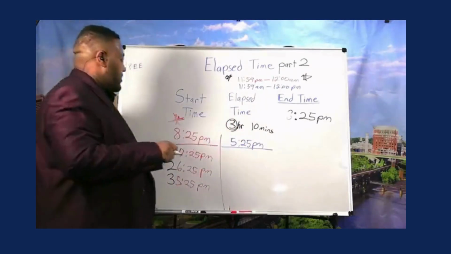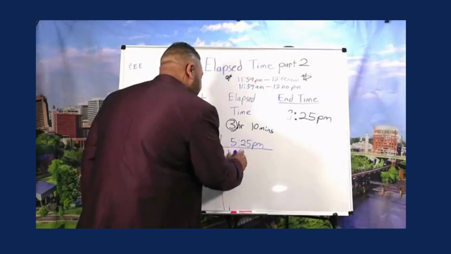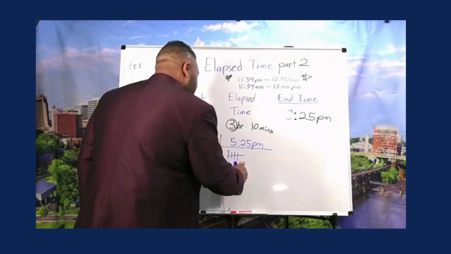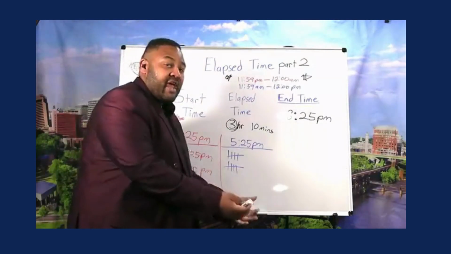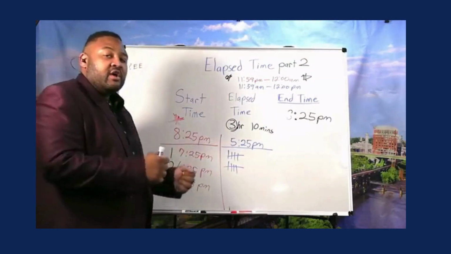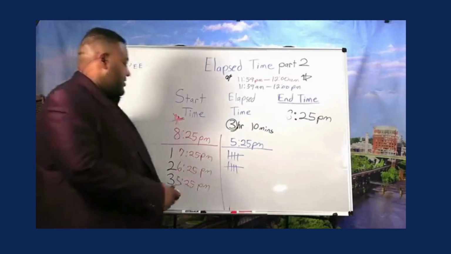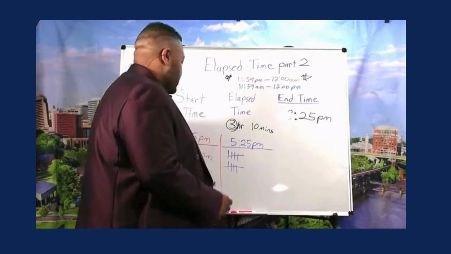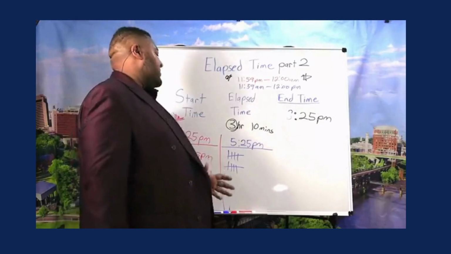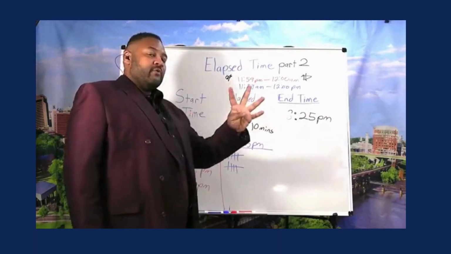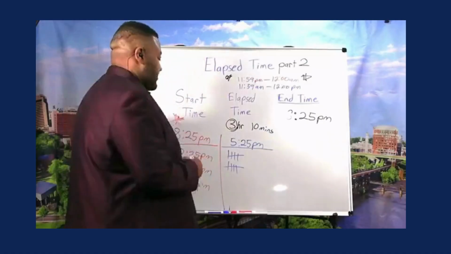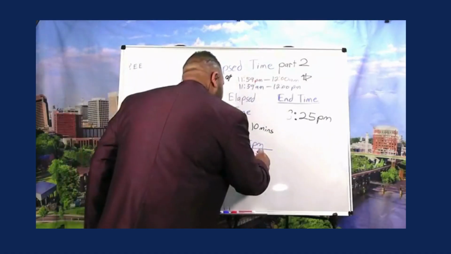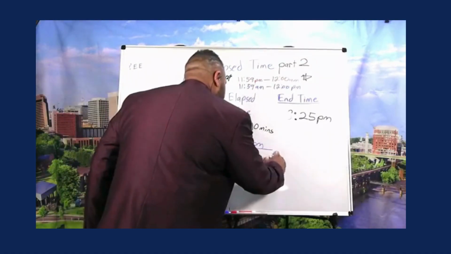So I'm going to go 5, 10. Don't forget, you got to go what? Say it with me. Backwards. Go backwards. So what does that mean? If you got 25, 24, 23, 22, 21, 20. So that'll be 5:20.